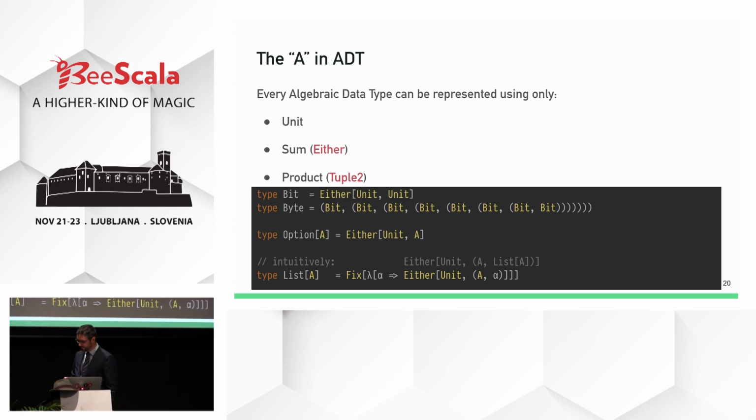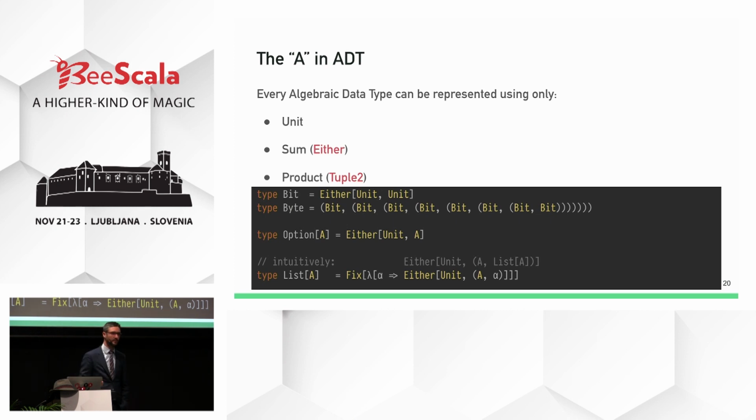So how does it work? Let's say we want to represent the Bit type. A bit has only 2 possible values, 0 or 1. And I can say a bit is like Either Unit Unit. And to convince you that these are equivalent, let's do a little bit of counting. Unit is a type that has only 1 inhabitant, right? It's a unit value.